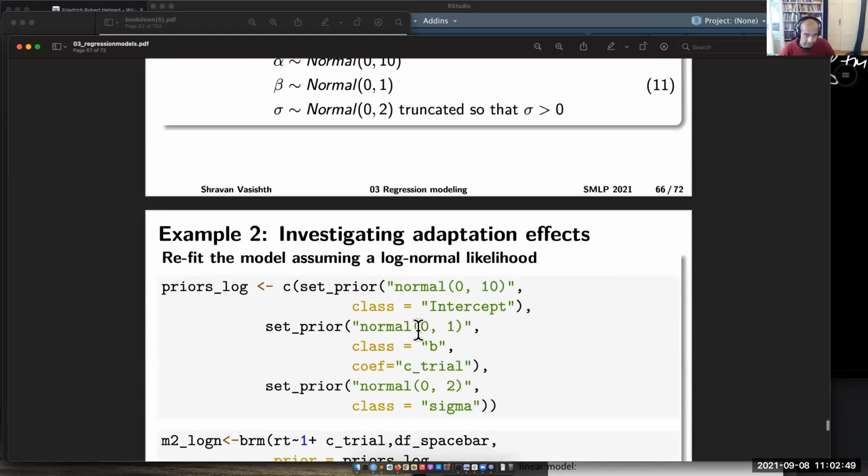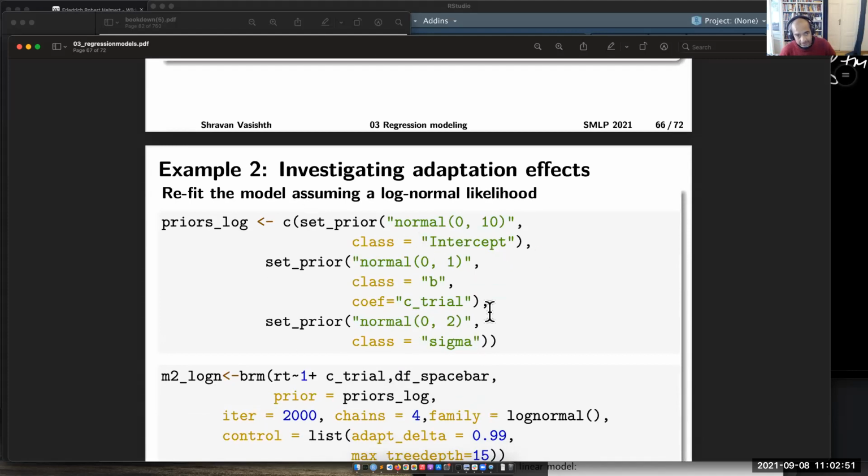Okay, so as I showed you earlier. So here I've defined the priors, right? Sorry, I've gone over time. Just please humor me for a minute. Let me finish this and then we can stop.